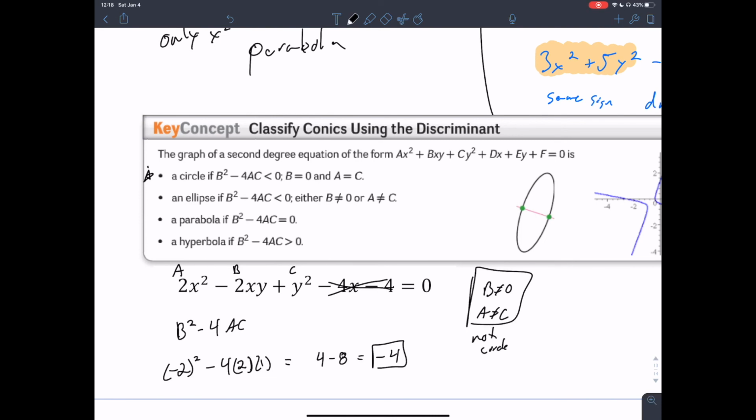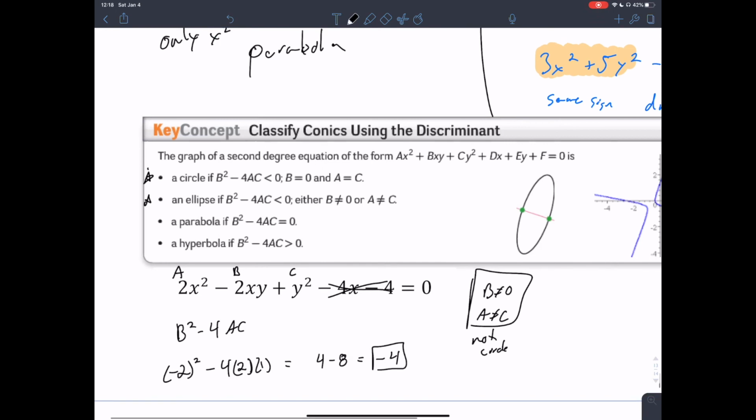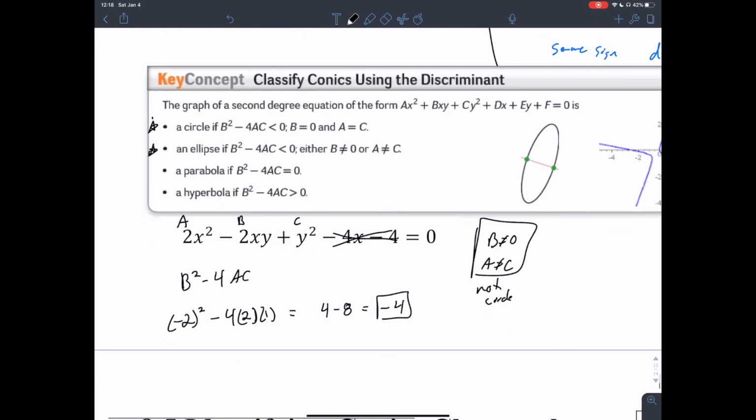Well, let's see if it was an ellipse. It's an ellipse if it's less than 0. Okay, so now we're looking at this one. So did we get less than 0? Yes, it's less than 0. And if these two things are true, and that is true, we got an ellipse. So this is an ellipse because it satisfied all the conditions of an ellipse. Now, if it was a parabola, we would have gotten a perfect 0 with the answer. And if it was a hyperbola, the answer would have been greater than 0.